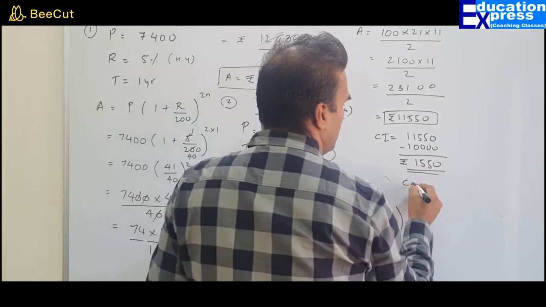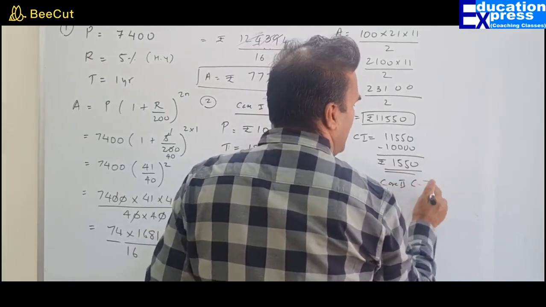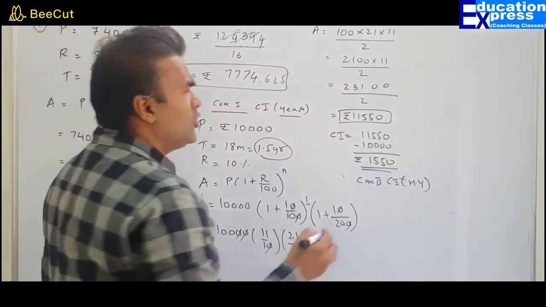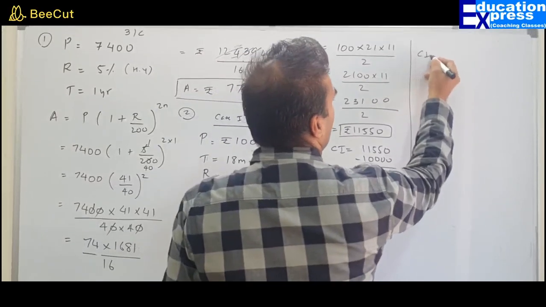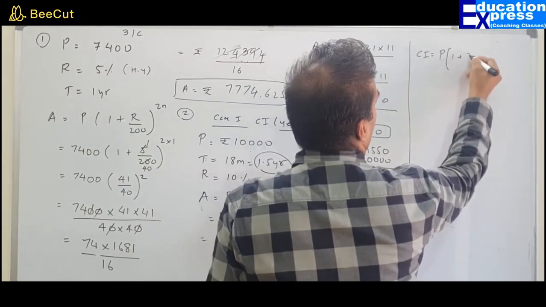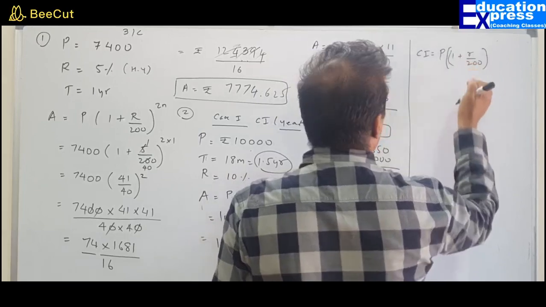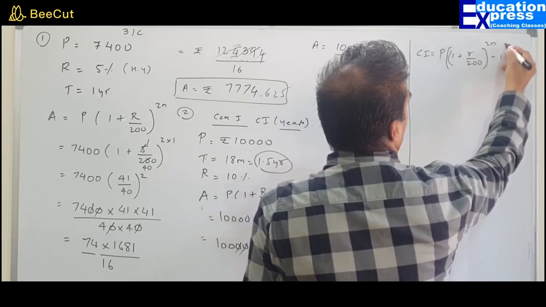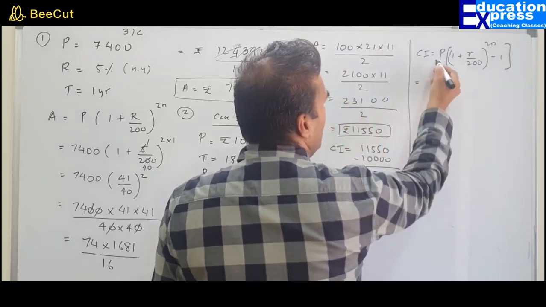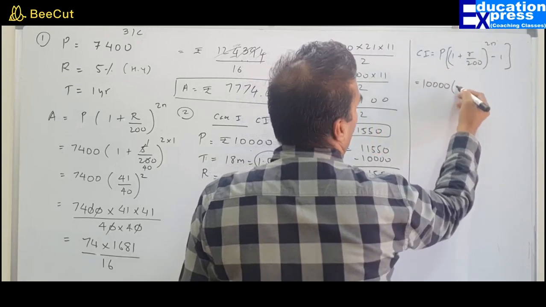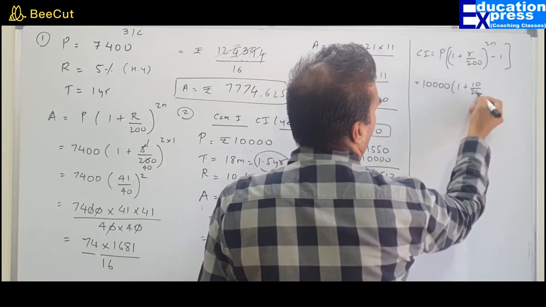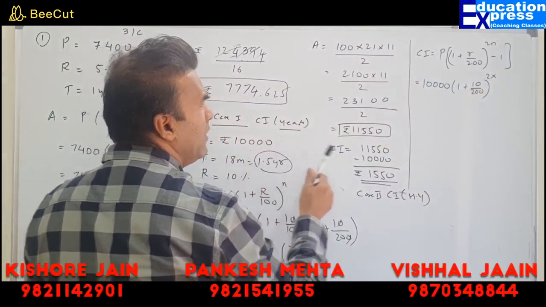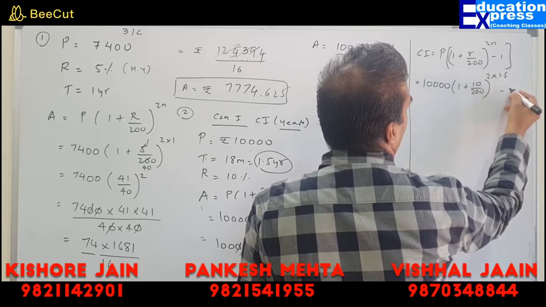Now case 2. We have to find compound interest half yearly. The data point is available, which is the same. So can we use the direct compound interest formula? Yes, sir. Compound interest is P times (1 plus R upon 200) raised to 2n, minus 1. Why 200? Because case 2 is half yearly. Absolutely right. How do we find? The principal is 10,000. 1 plus rate, 10% upon 200, raised to 2 into the duration, so 1.5 year. So 2 into 1.5, minus 1.